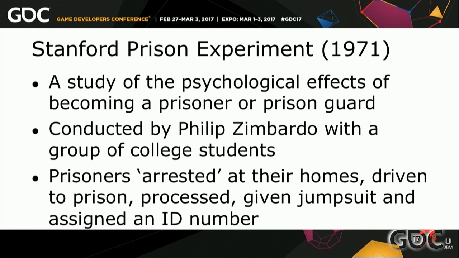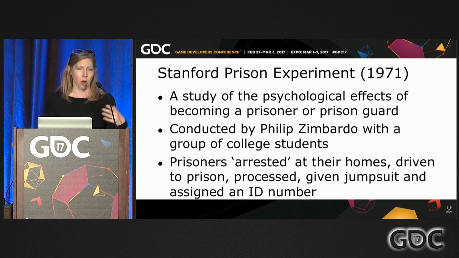The second experiment is the Stanford Prison Experiment, which happened 10 years later. Philip Zimbardo ran it, and he was curious about the psychological effects of becoming a prisoner or a prison guard. He didn't know if it was the situation or individual psychological traits within people that would lead to problems in prisons. And so he recruited a group of college students, and they were randomly assigned to be a prisoner or a prison guard. And it was set up to be a two-week experiment. They set up a mock prison in the basement of a university lab on campus.